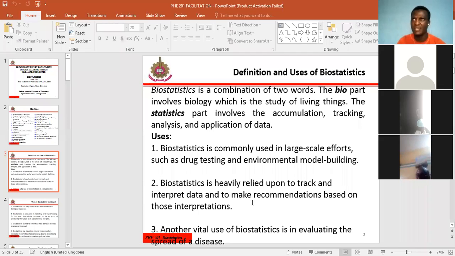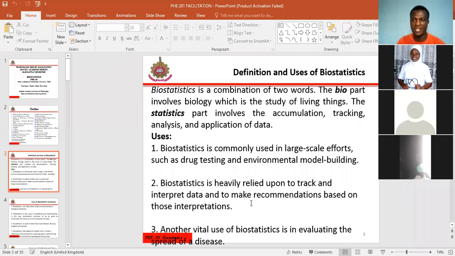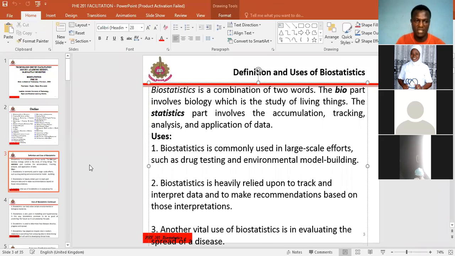What we are trying to say here is that when you have some set of data, having analyzed them, through the result of the analysis you can come up with results that you can consequently interpret, which will make you make the appropriate recommendation as far as the situation is concerned.